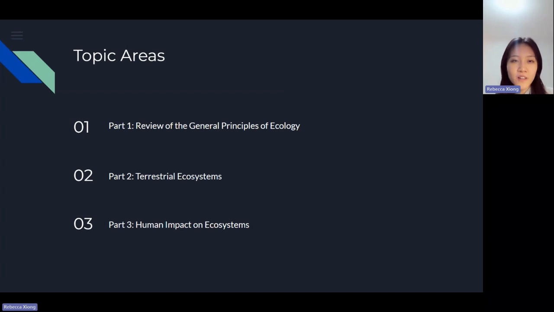So the topic areas for ecology are split into three distinct parts. Part one being a general review of principles of ecology. This is more foundational, and part two is focusing more on those terrestrial ecosystems as outlined before, the deciduous forest, taiga, tundra. And part three is more of that anthropogenic impacts and human influence on ecosystems. And that kind of looks more like how we impact the environment, clean energy usage, conservation, etc.